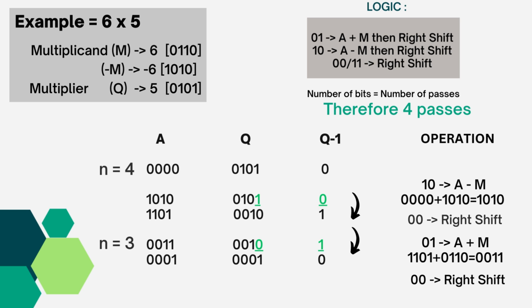For the 1 0, we will perform a minus M operation, and we will get 1 0 1 0, which will get stored in accumulator, and we will perform the right shift operation. For the third pass, we will have least significant bit as 0, and Q minus 1 we have 1. For 0 1, we will perform a plus M operation, and we will get 0 0 1 1, which will get stored in accumulator, and we will perform the right shift operation.